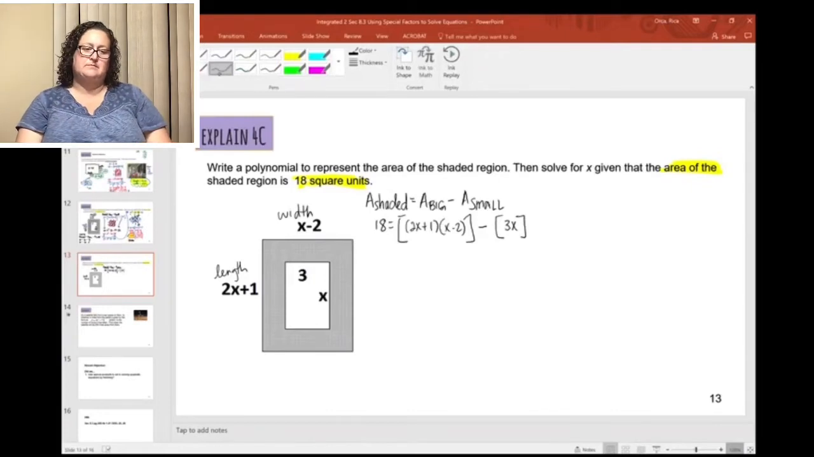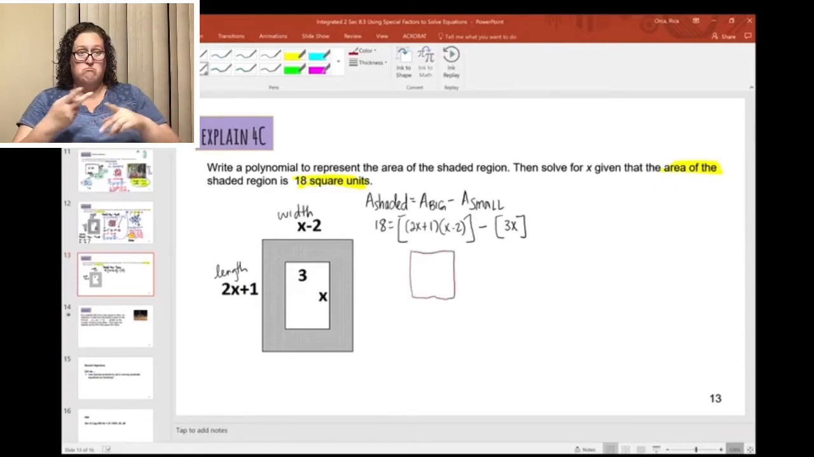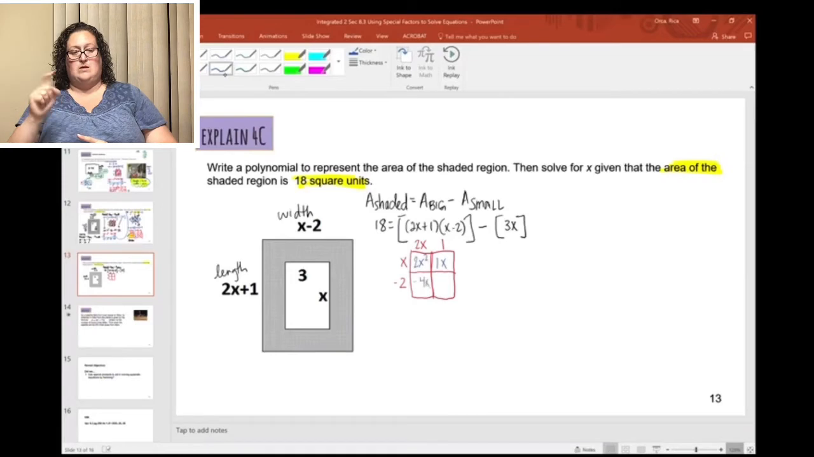Okay, class, let's go ahead and simplify. Use the box method to multiply 2x plus 1 and x minus 2. X times 2x is 2x squared. X times 1 is 1x. Negative 2 times 2x is negative 4x. And negative 2 times 1 is negative 2.